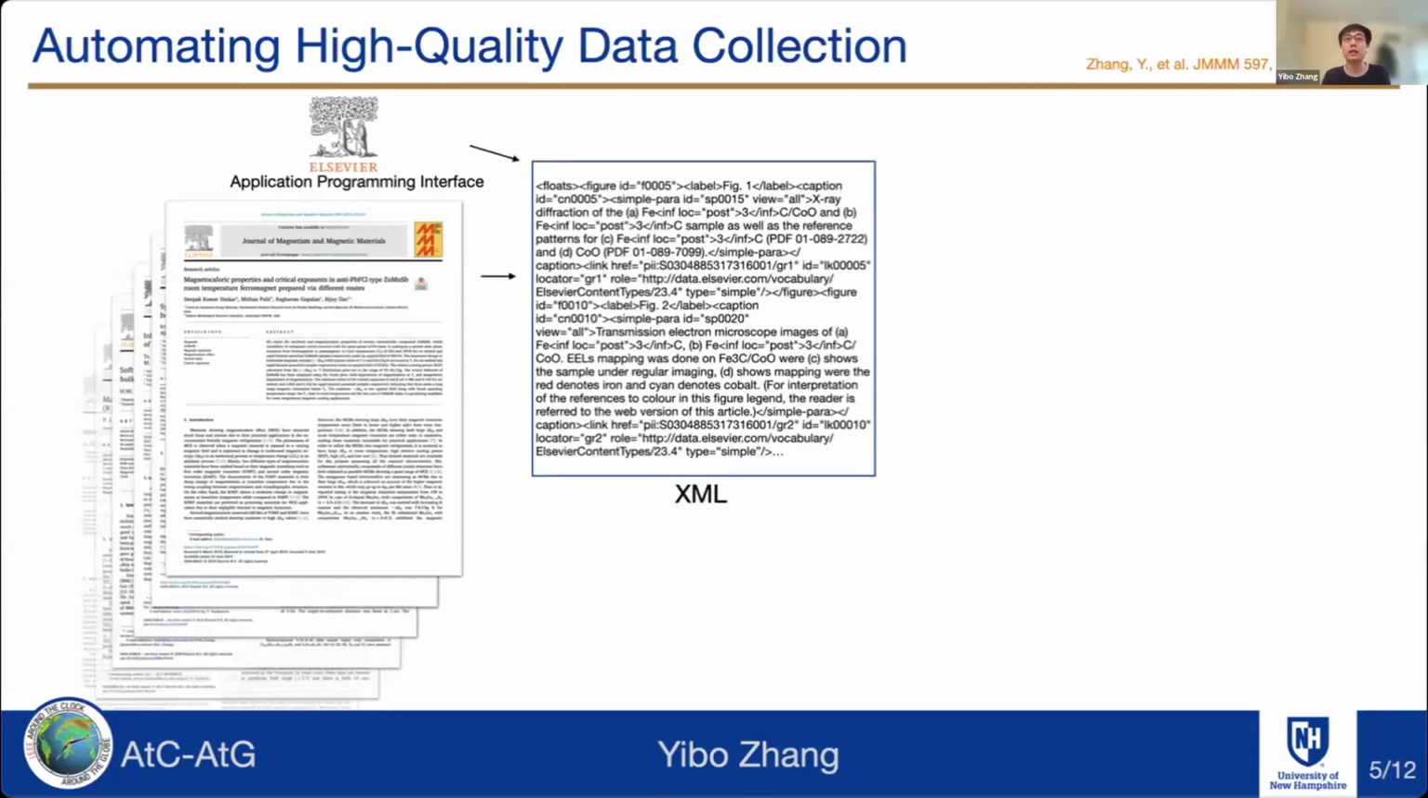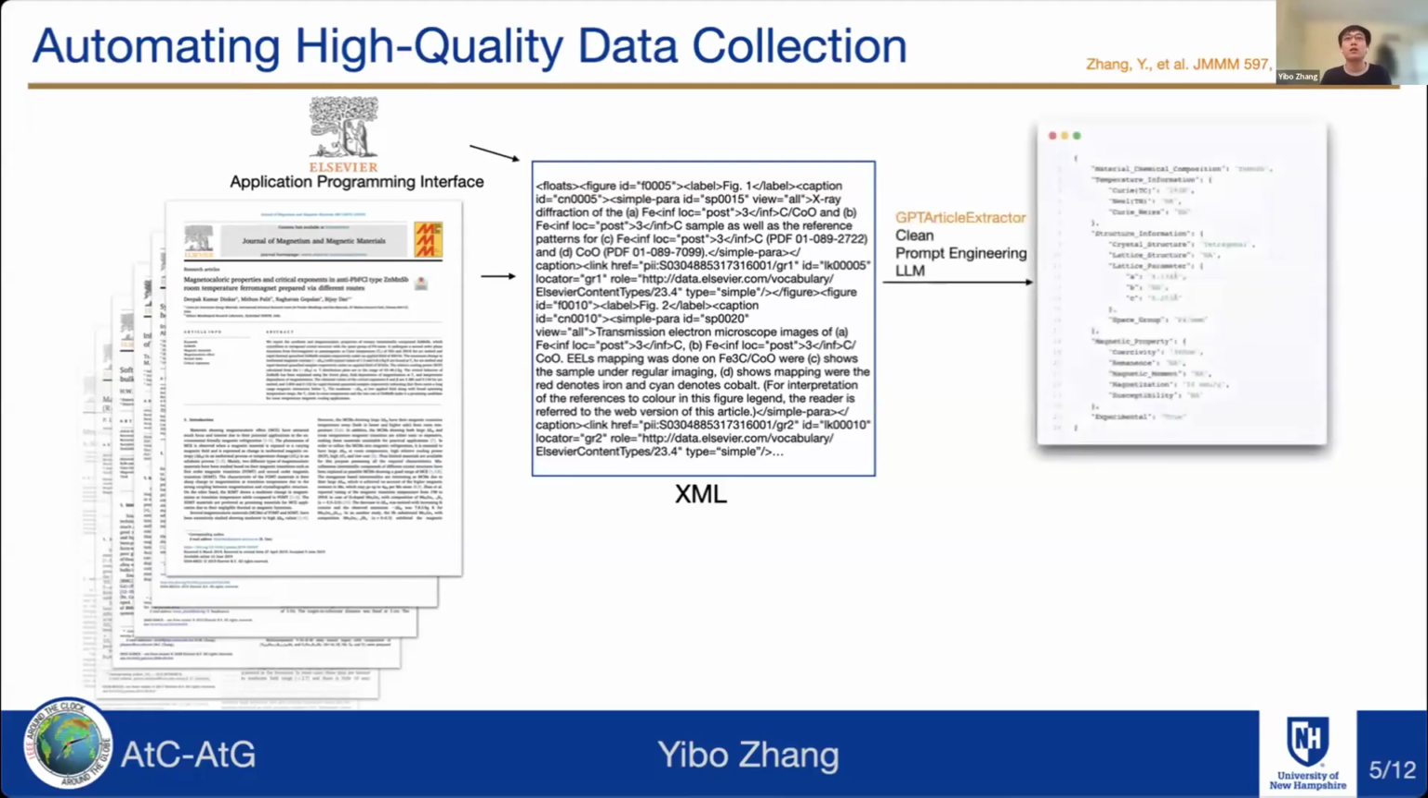of papers instantly. However, the format of the papers we download by this method is XML, which is not very clean, and it has a lot of unnecessary tags, but also some necessary tags. So we need to remove the redundant ones. And we built a workflow. We call it GPT article extractor. As you can see in the name GPT, we use a large language model.